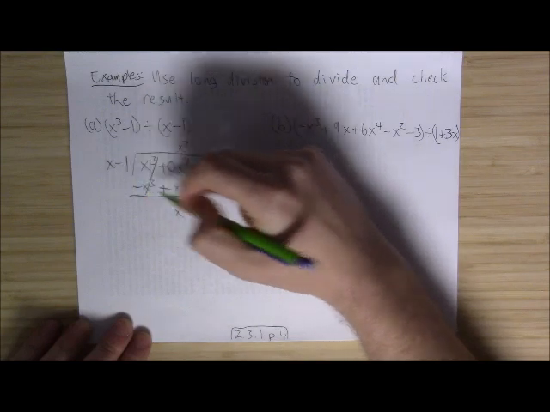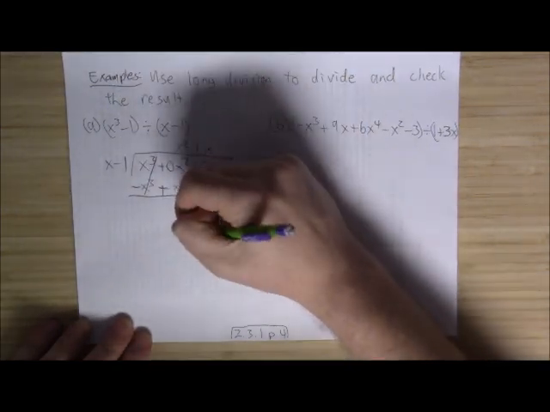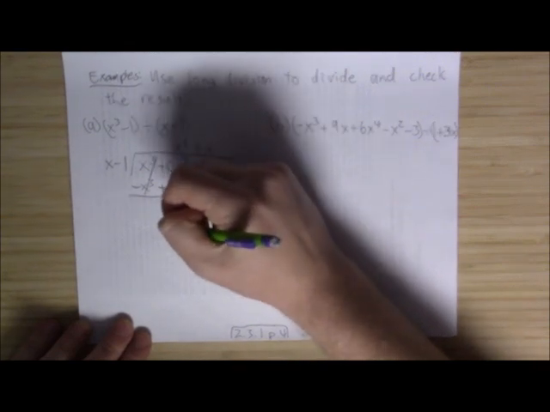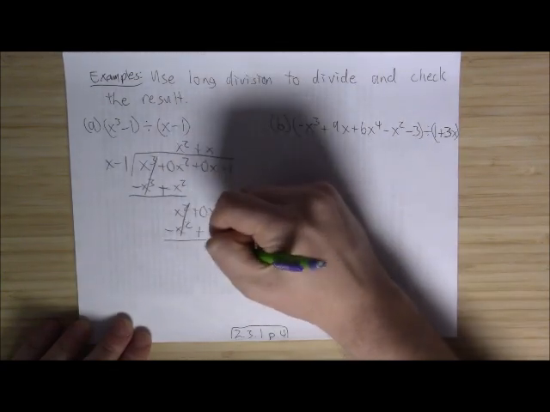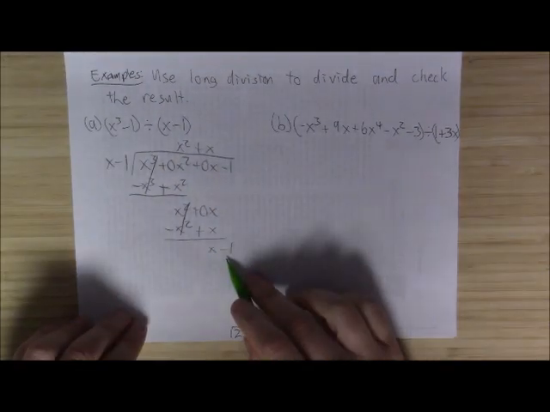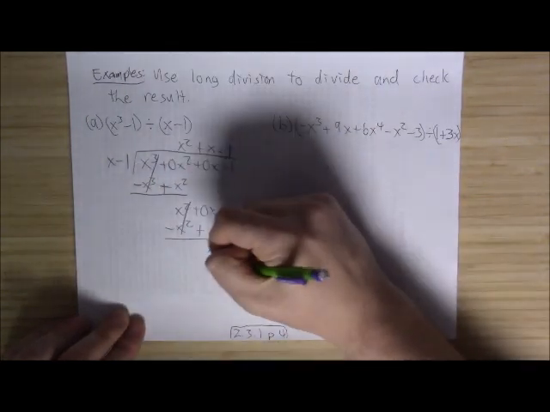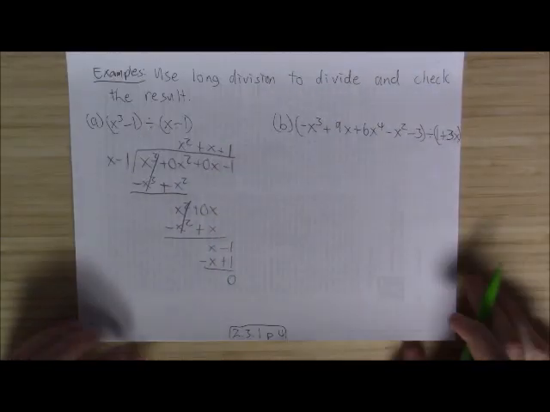Well, now we want to match x squared. To match x squared, we multiply by x. We end up with x squared minus x, but then we change all of our signs. That cancels, and we get a positive x. Then we get x minus 1. Well, to match x minus 1, we just add 1, right? So we get that, change all our signs, and everything cancels. So we have a remainder of 0.